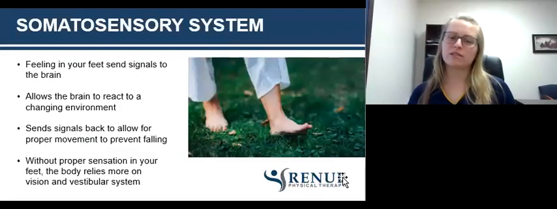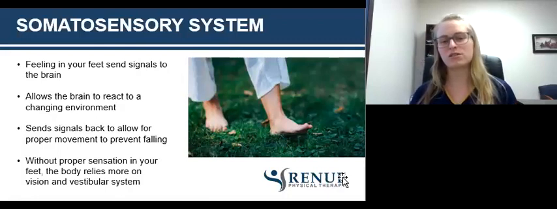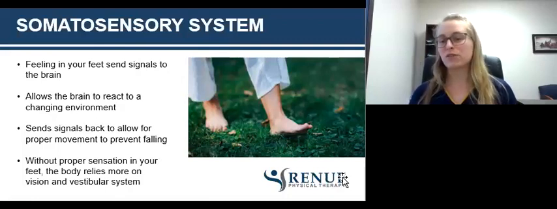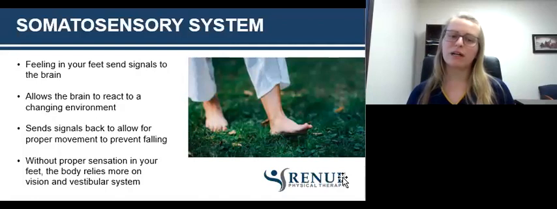Your somatosensory system is made up of many nerve fibers which collect data about pain, temperature, pressure, movement, textures, and objects and sends those messages to the brain, allowing it to react. For example, if you were to step on a rock, the sensory nerves in your feet would send the message to your brain that tells it that, ow, that hurts. And the body would react by lifting the foot up.